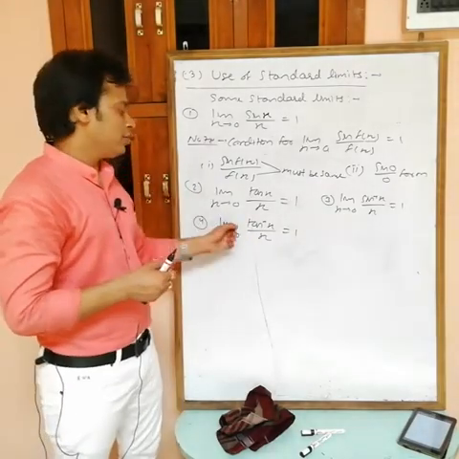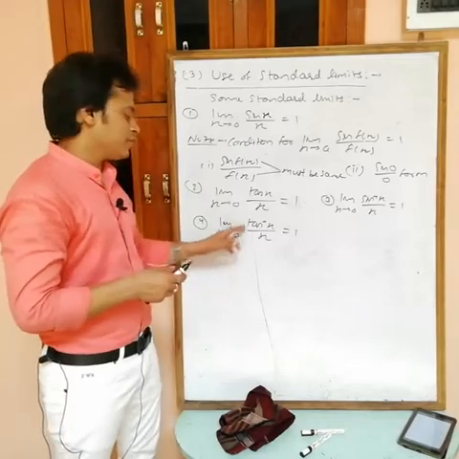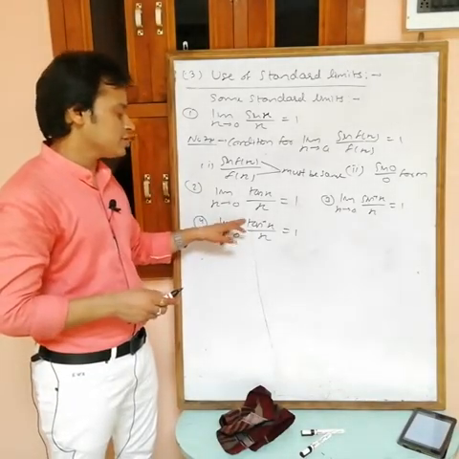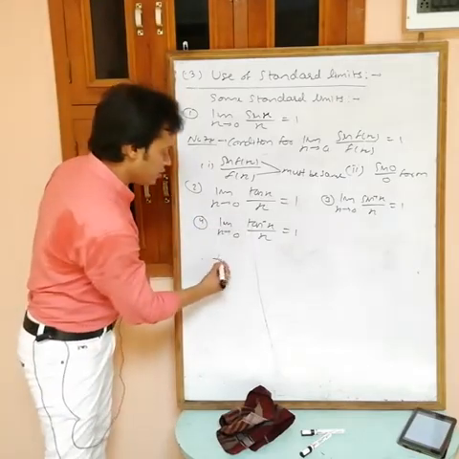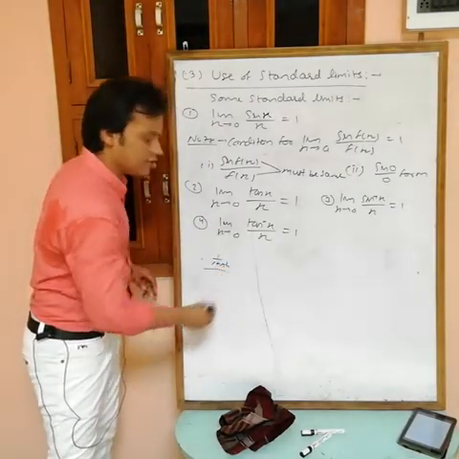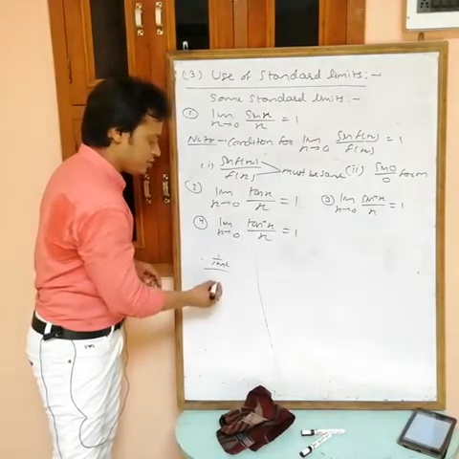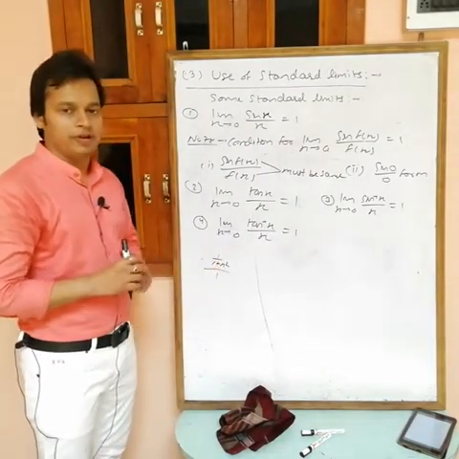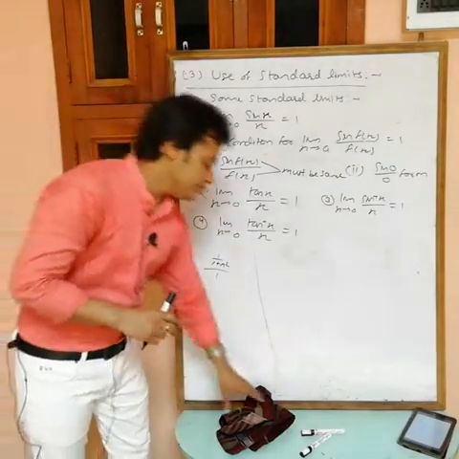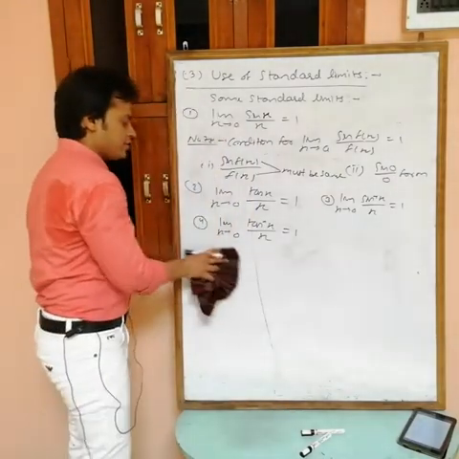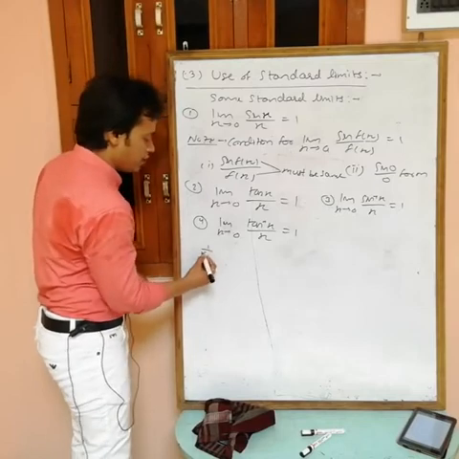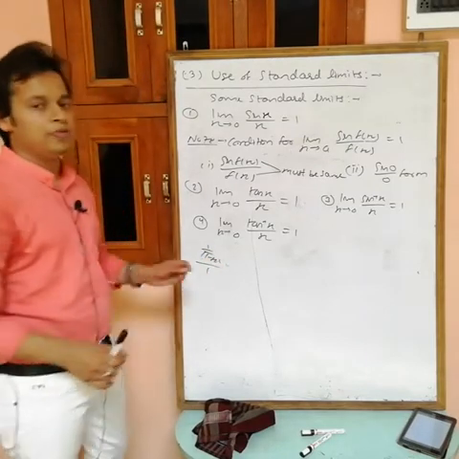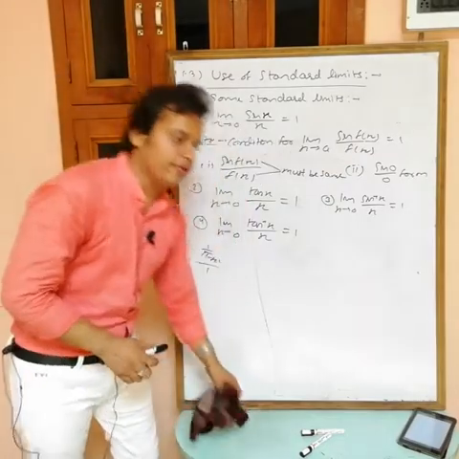Again, how can we prove this one? By using L'Hopital, because again we are getting 0 by 0 form. If you differentiate tan inverse x, what will you get? 1 by 1 plus x square. This is the derivative of tan inverse x. In the denominator, the differentiation of x is 1. Now if you put x equals 0, you will get the value 1. Similarly, you can use it for sin inverse x. The derivative of sin inverse x is 1 by root of 1 minus x square, and the derivative of x is 1. Now if you put x equals 0, you will get the value 1.